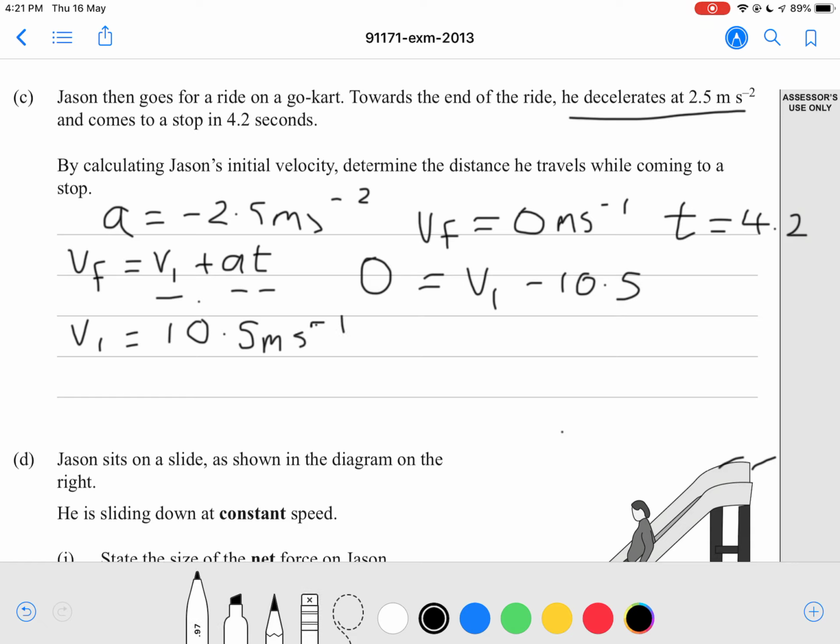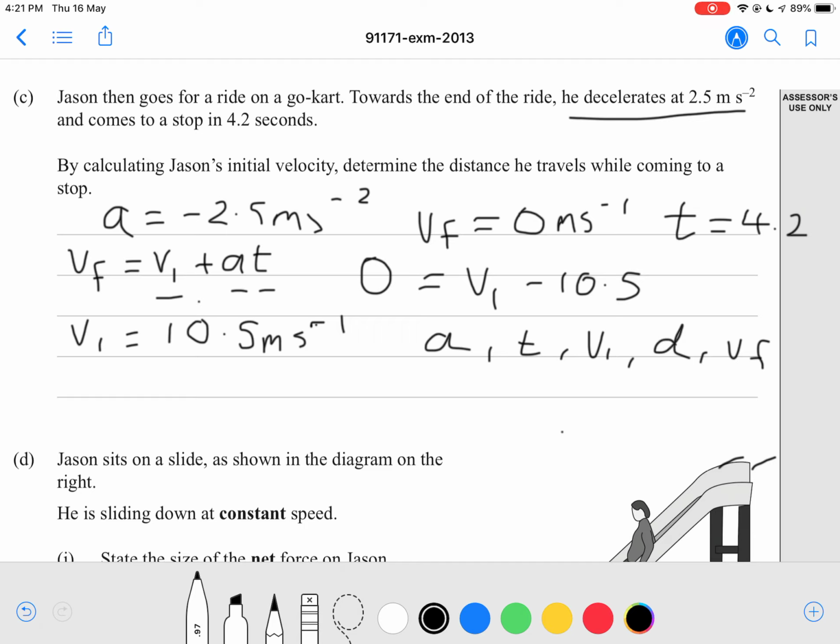So now we have to do equations of motion again, okay? So now we're going to write down what we know and what we're trying to find out. Once again, we know the acceleration, we know the time, now we know the initial velocity, and now we're trying to find the distance, okay? And we also know the final velocity, so you can really use any formula.